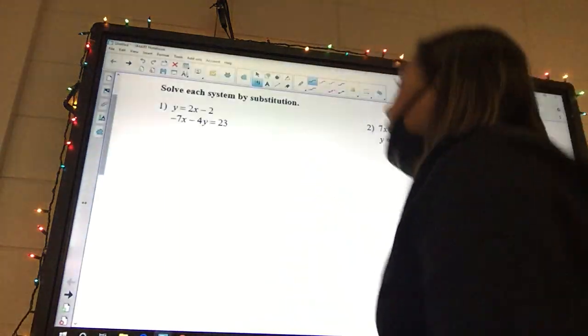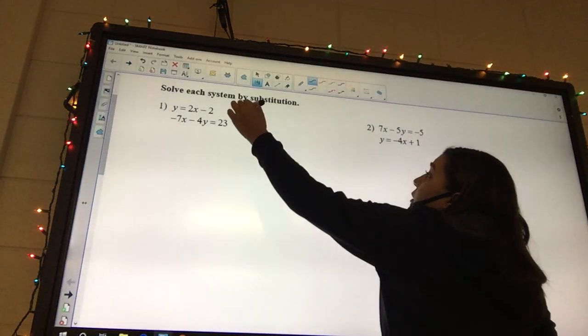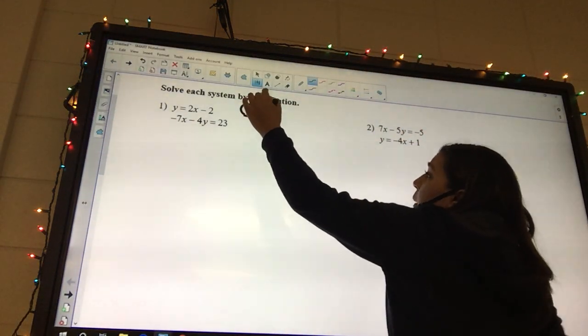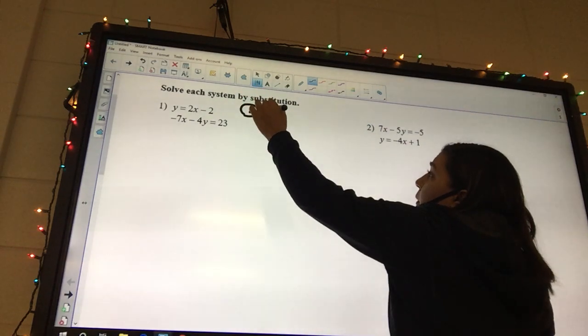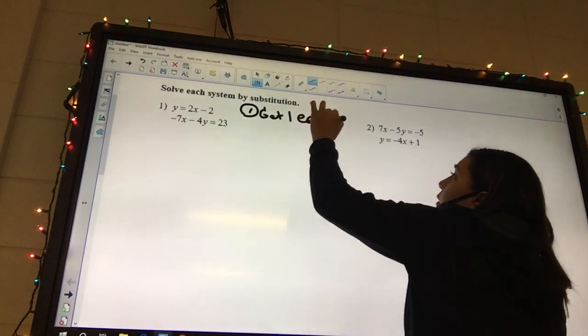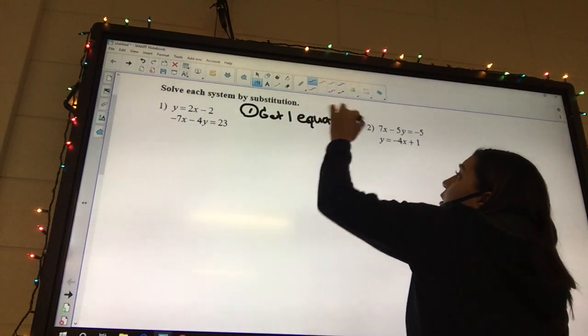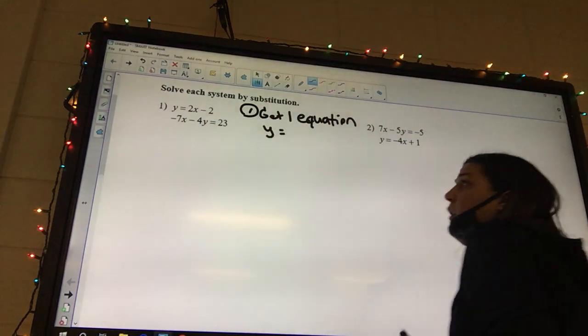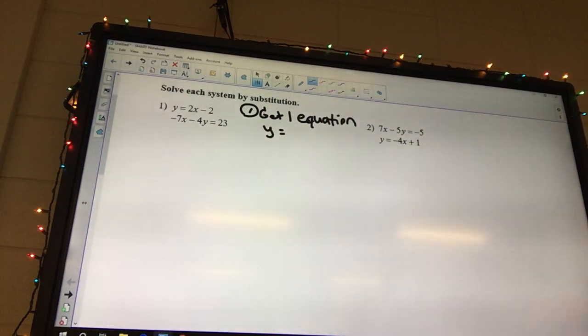Okay, and I'm going to write the directions down up here. So step one is you need to get one equation to say y equals, okay? You have to have one equation that says y equals in order for this to work, okay?